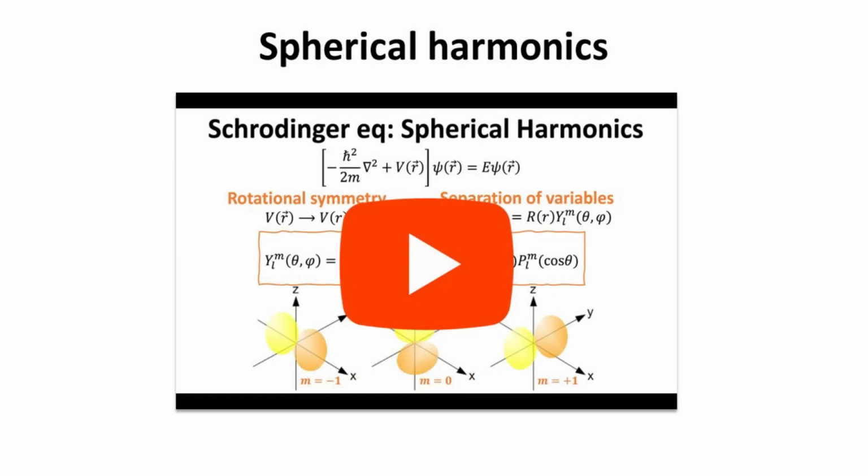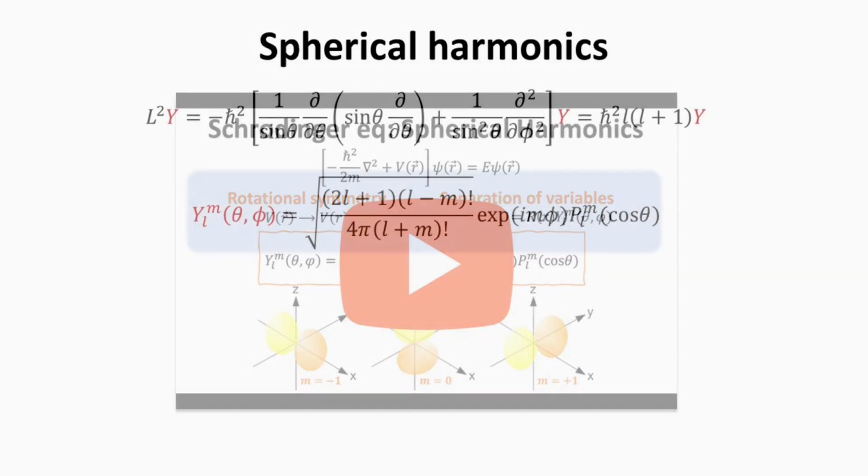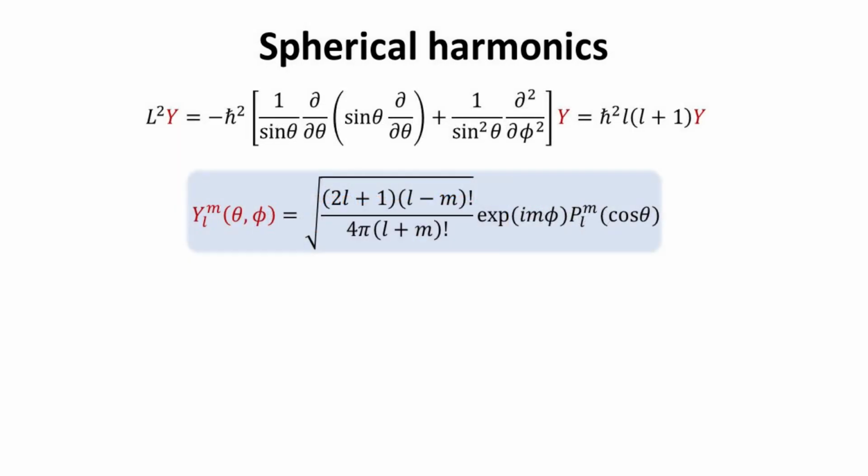We refer you to our video on spherical harmonics in the Schrödinger equation playlist, where we went through the derivations of these eigenfunctions in detail. The eigenfunctions to the differential operator L square are given by the spherical harmonics, herein denoted by Y. It consists of the quantum numbers L and m, a complex exponential that depends on the azimuthal angle, and the associated Legendre polynomial, which is a function of the polar angle.